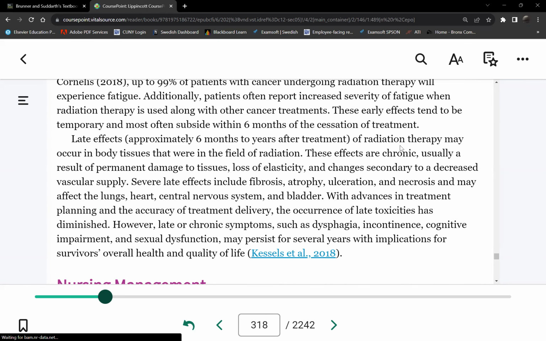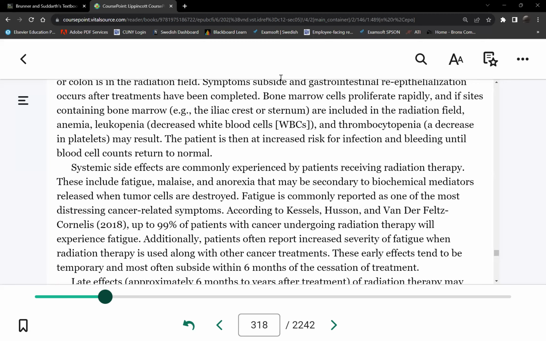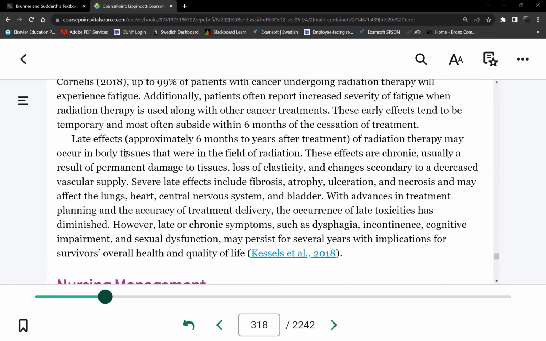Late effects are the following. So we have the acute effects so far up to here. Now we have late effects as well. This will occur 6 months to years after treatment. So we're not done yet. So this is now a consequence of radiation exposure.